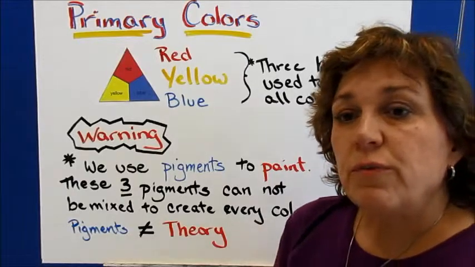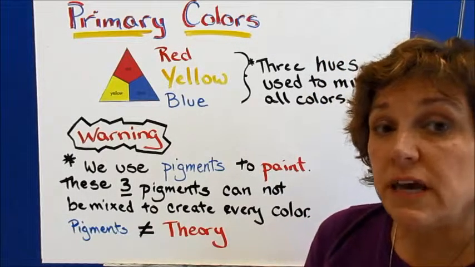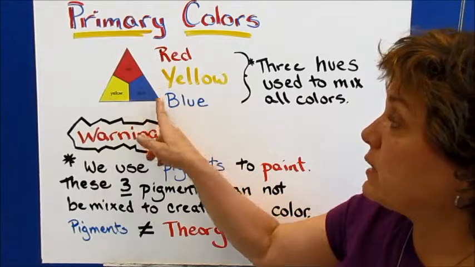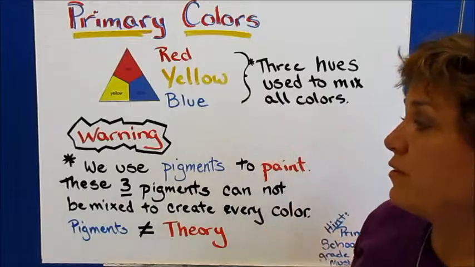You start off with 3 primary colors. In theory, we can mix every color with red, yellow, and blue. It takes 3 hues to mix all the other colors.